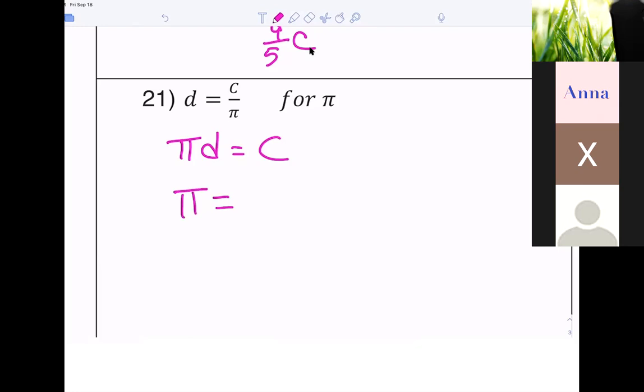Pi equals dc. Didn't you just say divide by d? Yes. So pi equals c over d. By the way, that is the definition of pi. Circumference divided by the diameter. Did you understand what I'm saying, right? Great. I don't mean to confuse you. This is just dividing both sides by d. And now we have pi isolated.